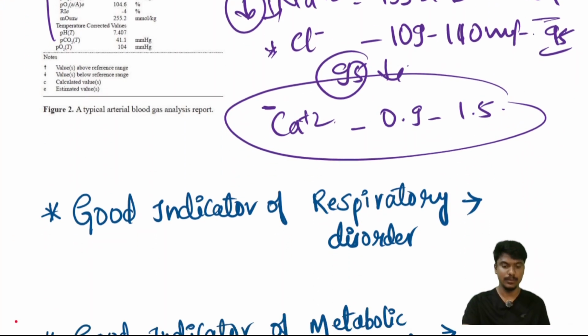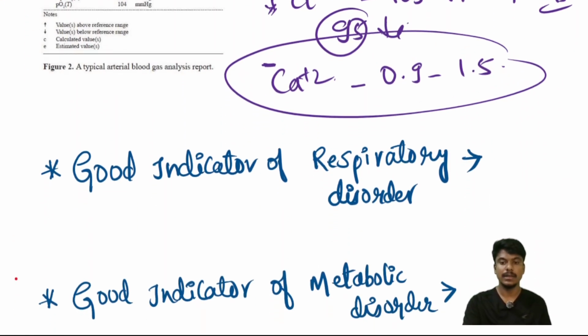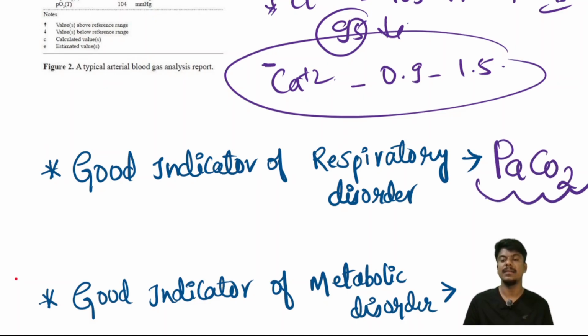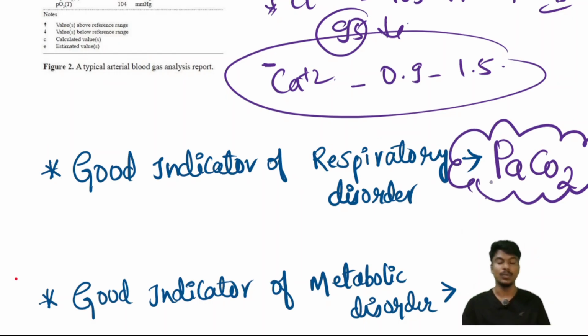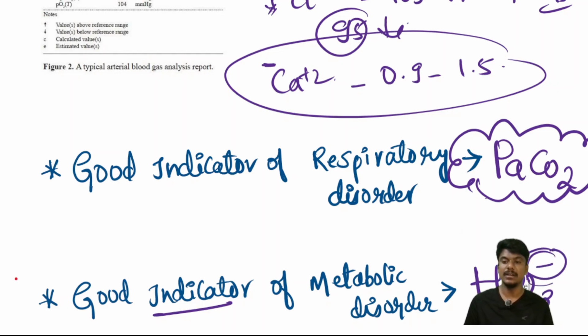Now we'll move forward to the good indicator of respiration. A good indicator of a respiratory disorder, I told you, is PaCO2. In exams, if they ask what is a more sensitive or good indicator of respiratory disorder, it will be PaCO2, the partial arterial carbon dioxide content. And a more sensitive or good indicator of metabolic disorder will always be bicarbonate.